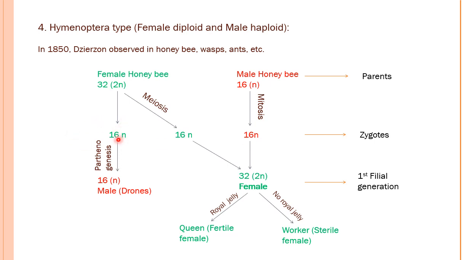Here we can see the haploid set of zygote produced by the female, they develop into males, or commonly known as drones. They develop parthenogenetically, and parthenogenesis means development of an egg without fertilization. Now here we can see one haploid set is coming from the female part and another haploid set is coming from the male part. They produce the diploid females. If these females are fed with the royal jelly, they develop into queen, which are fertile females. And if they are not fed with the royal jelly, they develop into workers who are sterile females.